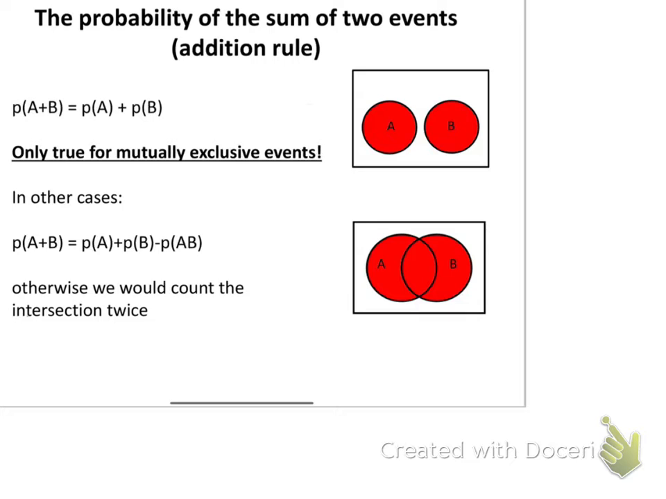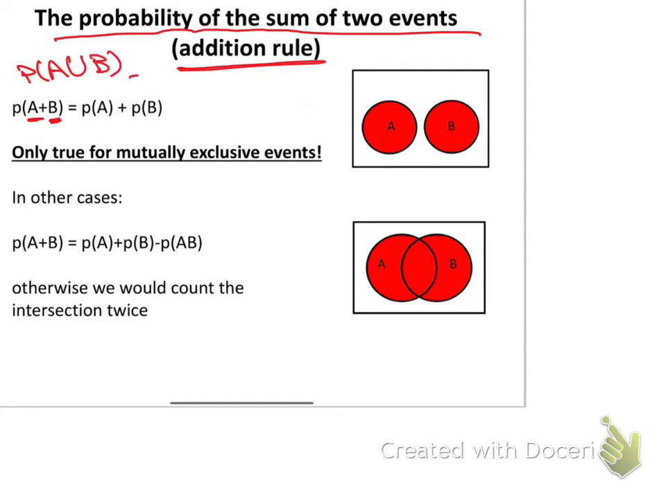We stopped in the last video at the probability of the sum of two events, which is called the addition rule. So we are adding two events together. If I want the probability of event A plus the probability of event B, the probability of A and B together, this is called the probability of A union B. If you remember, we said this equals the probability of A plus the probability of B.